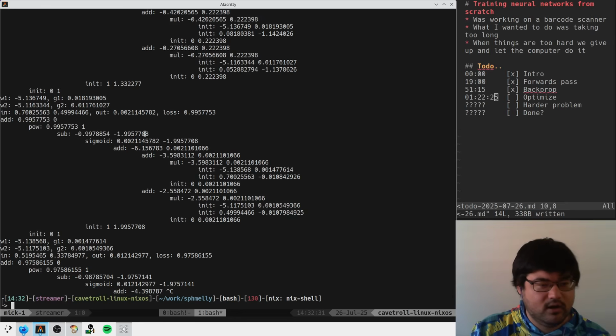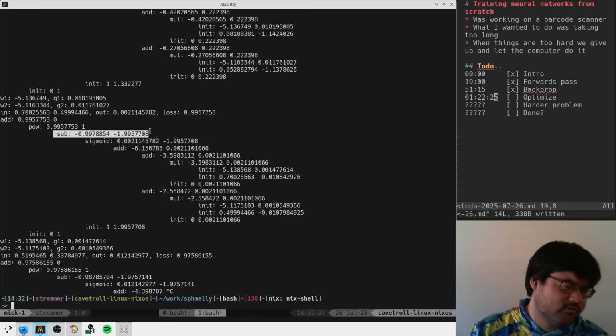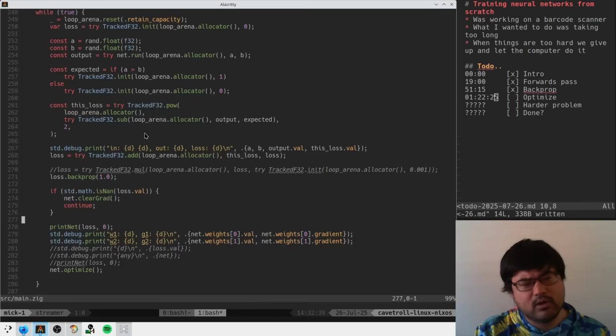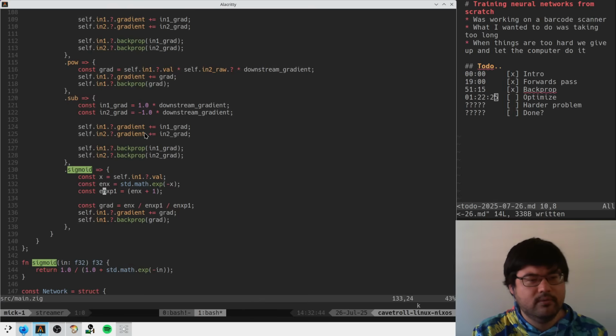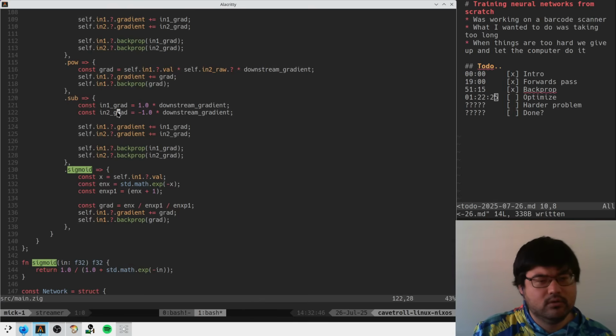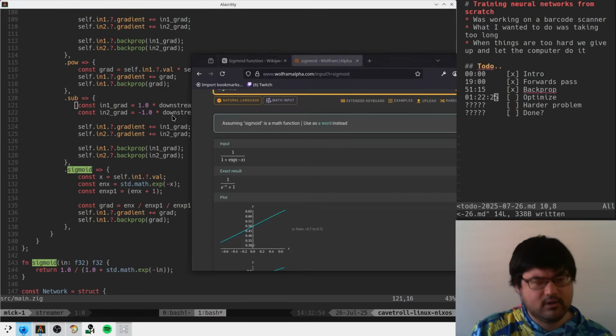Then the subtraction of this guy. If we got sub reversed, that might be a problem. Is our gradient on sub wrong? No, I don't think so. Any change to the second parameter is negated. Okay, so that seems right.